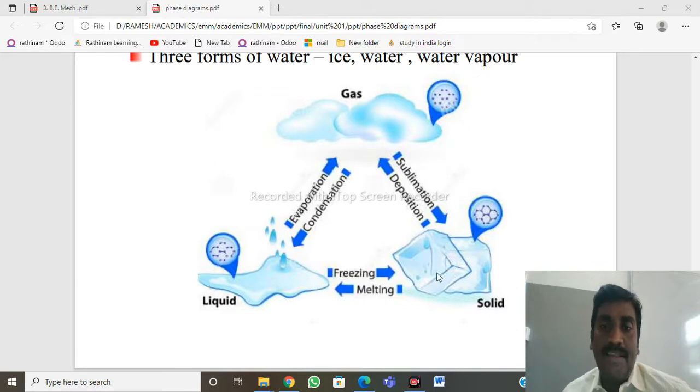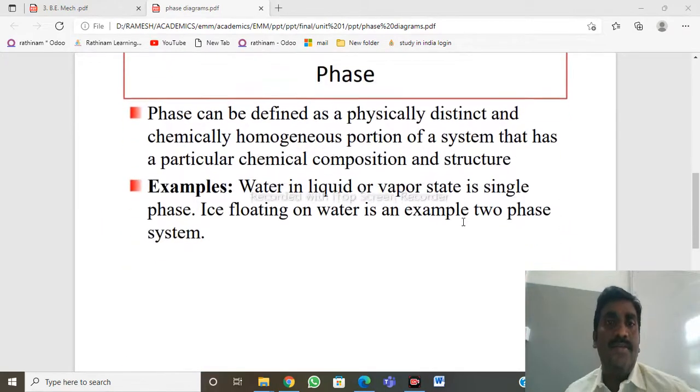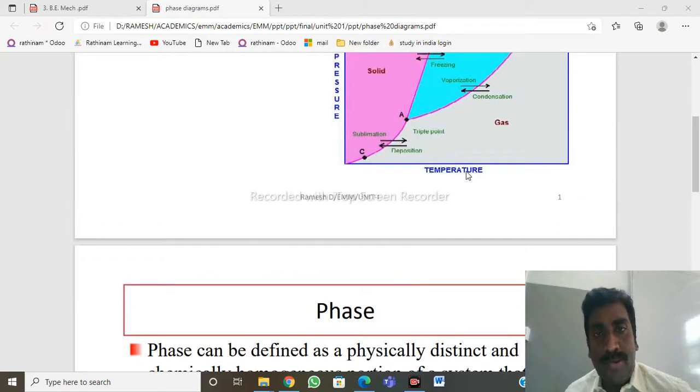So this ice can be converted into liquid, and this liquid is converted into the gaseous state, water vapor. So this is nothing but a phase change process. In this phase change process, the most important parameters are pressure and temperature. These are the two important parameters we have.